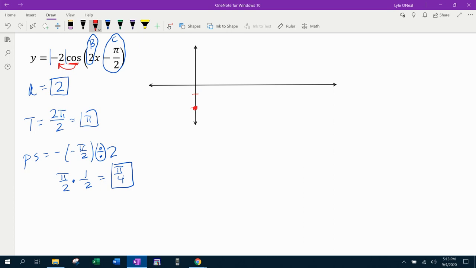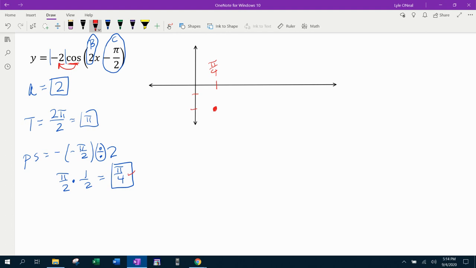Step number 2, phase shift. Our phase shift is positive. And so we're going to go over to pi over 4, positive pi over 4. And we're going to put our dots there. It was at -2. We had to shift it over. That's step number 2. Step number 3, wavelength.